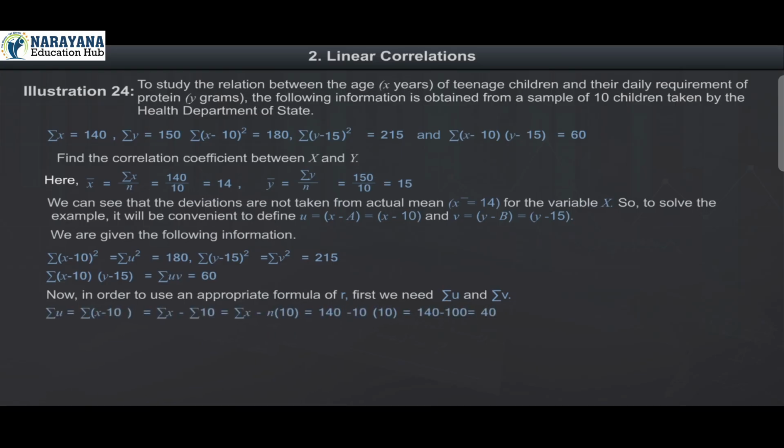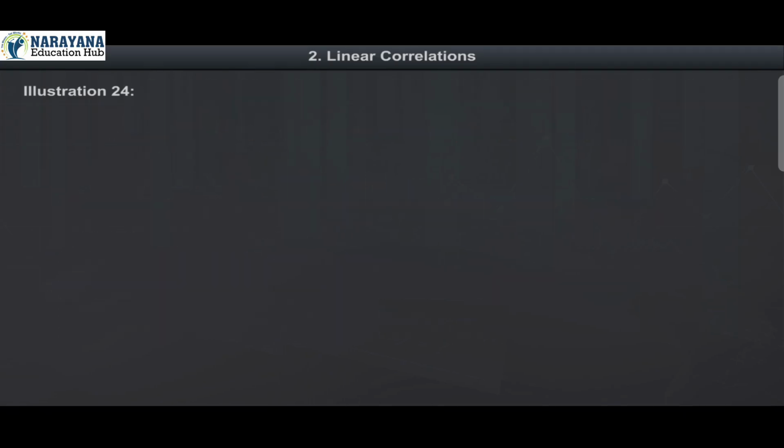Sigma u is equal to sigma (x minus 10) is equal to sigma x minus sigma 10 is equal to sigma x minus n into 10 is equal to 140 minus 10 into 10 is equal to 140 minus 100 is equal to 40. Sigma v is equal to sigma (y minus 15) is equal to sigma y minus sigma 15 is equal to sigma y minus n into 15 is equal to 150 minus 10 into 15 is equal to 150 minus 150 is equal to 0.